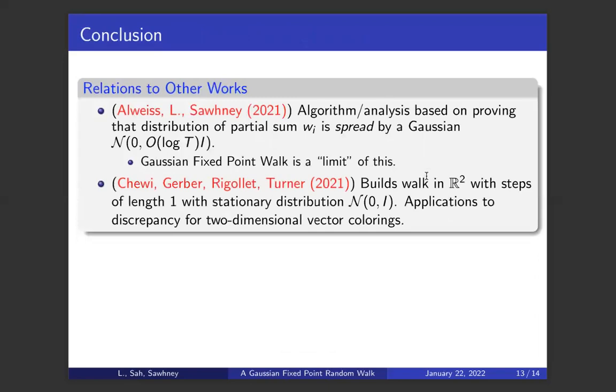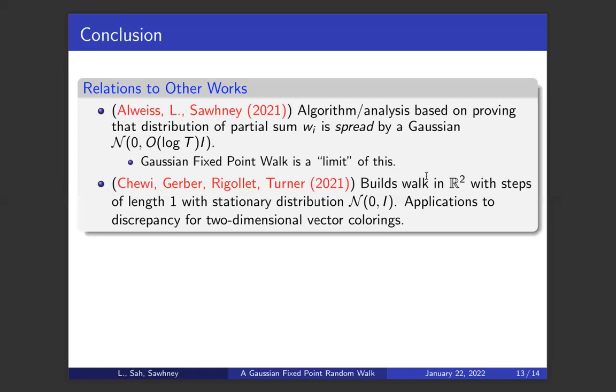So now I just wanted to conclude with some comparisons to other works. The work of Alweiss, Liu, and Sawhney gave an algorithm for online discrepancy. Their algorithm and analysis were based on proving that the distribution of the partial sums, Wi, was spread by some normal distribution with covariance O of log t times I. In some sense, you can view this Gaussian fixed point walk as a limit of this. So their algorithm argued that the distribution maintained was smaller than a Gaussian in some sense, while our algorithm directly maintains that the distribution of the partial sum is exactly a Gaussian.